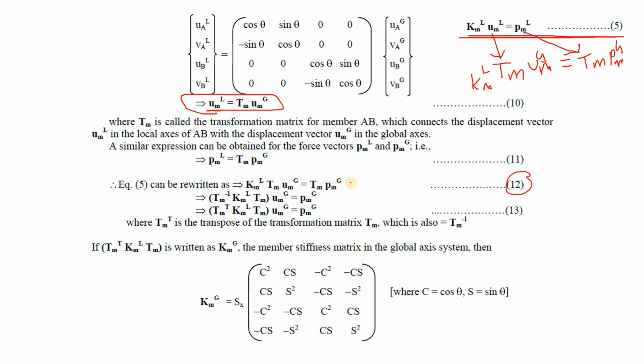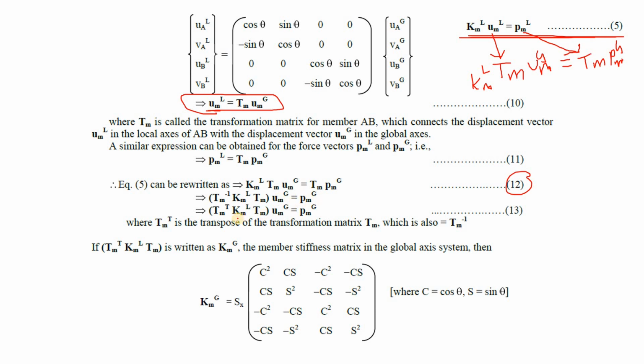There you go. Now remember that force equals stiffness into displacement. So right over here, the transformation matrices are actually a part of the stiffness matrix, so we're going to interchange them. If TM goes from this side of the equation to this side of the equation, it becomes TM inverse. So we have TM inverse KML and TM as the stiffness matrix multiplied by the displacement vector equals the force vector.